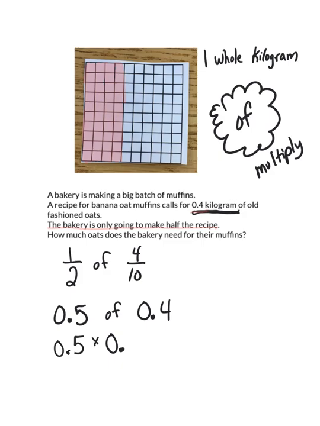So we're going to do 5/10 or half of 4/10 of a kilogram of oats to figure out how much they need. So now in order to do that, I'm going to shade in 5/10 of my 4/10. So it's a portion of my 4/10 that I already have. I have already shaded in my 4/10. Now I'm going to shade in a portion of that, 5/10 of that.